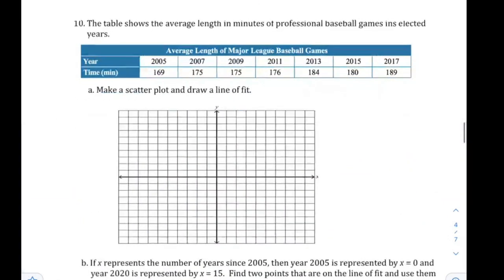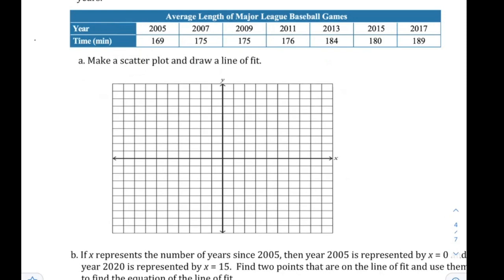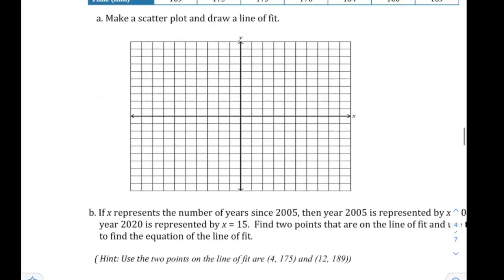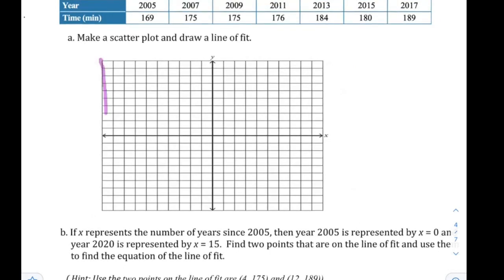Now let's move to this question. So another real-life application. The table shows the average length in minutes of professional baseball games in selected years. Okay, this is the table. Make a scatter plot and draw a line of fit. For this scatter plot, actually, we will not need 4 quadrants. We will need only 1 quadrant, which is the first one.